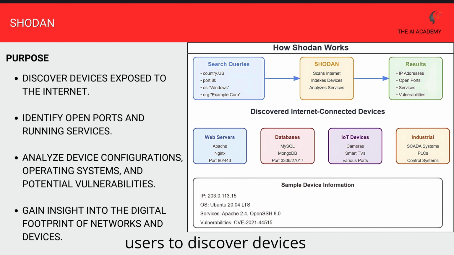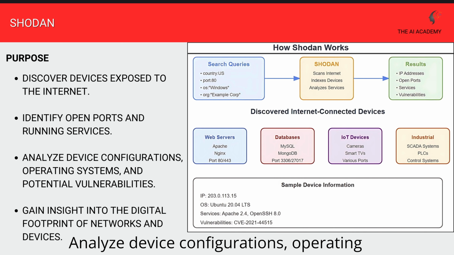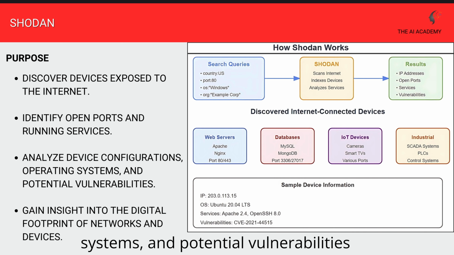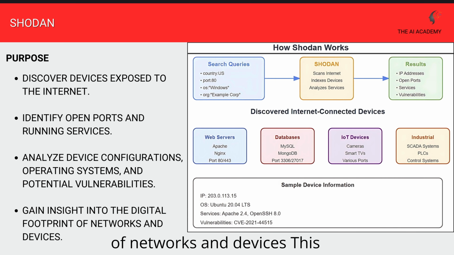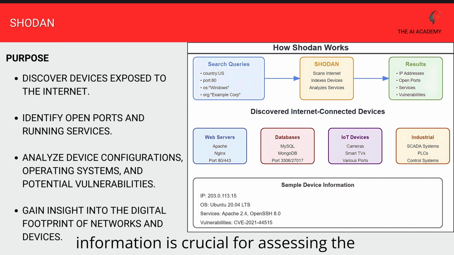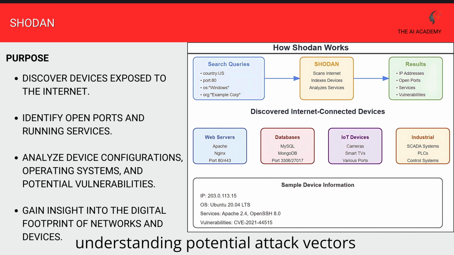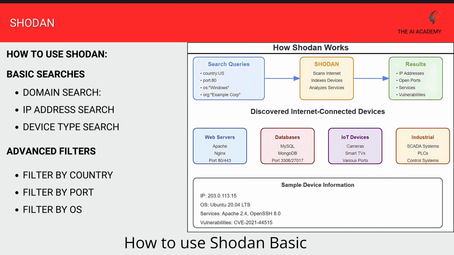Shodan allows users to discover devices exposed to the Internet, identify open ports and running services, analyze device configurations, operating systems, and potential vulnerabilities, and gain insight into the digital footprint of networks and devices. This information is crucial for assessing the security posture of devices and understanding potential attack vectors. How to use Shodan: basic searches.